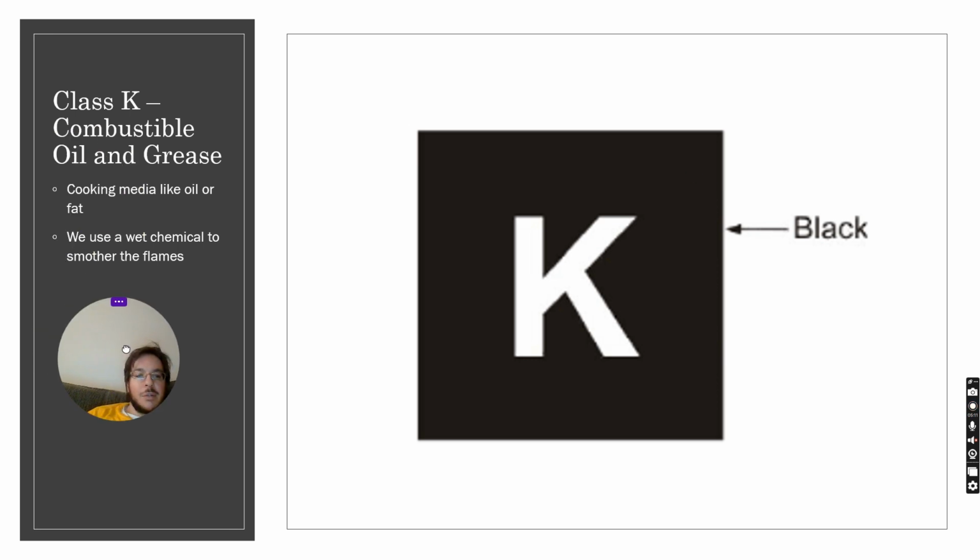And then finally we've got K. So K is for putting out grease fires like in a kitchen. Oil and water don't mix, so we want to use a special chemical. So if we've got, again, like gasoline, but now we've got oil or fat, we've got a special chemical that puts out the fire.